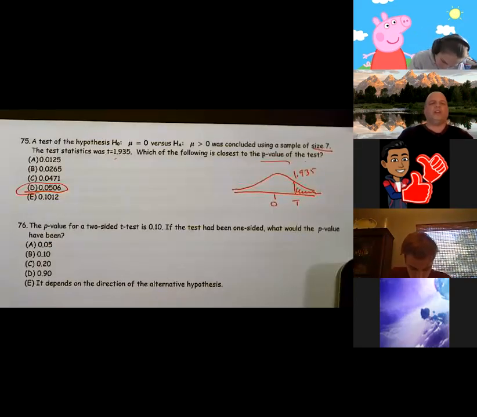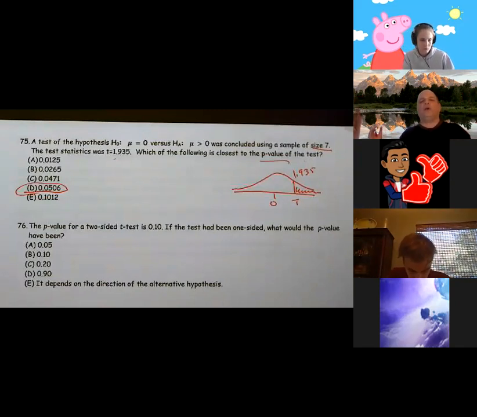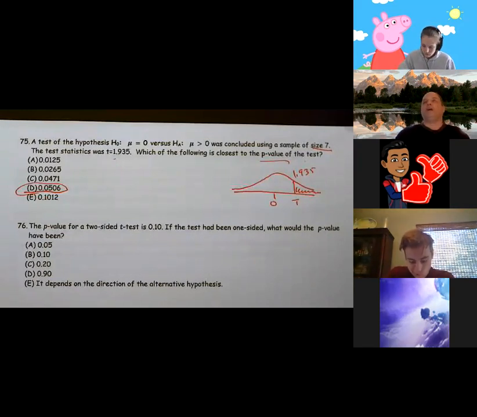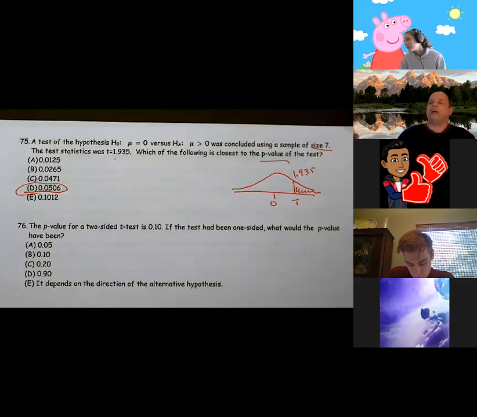All right, so question 76, and I'm going to use this moment for a little bit of a teachable moment. The p-value for a two-sided test is 0.10. If the test had been one-sided, what would be the p-value? First off, if you go from one-sided to two-sided, you always double your p-value. So if your p-value had been 0.03 and it was one-sided, you change it, make it a not equal to, you're doubling it, it'll be 0.06. So one-sided to two-sided, you always double. And you're like, okay, always double from one side to two-sided. So that means I'm going to half going from two-sided to one-sided.